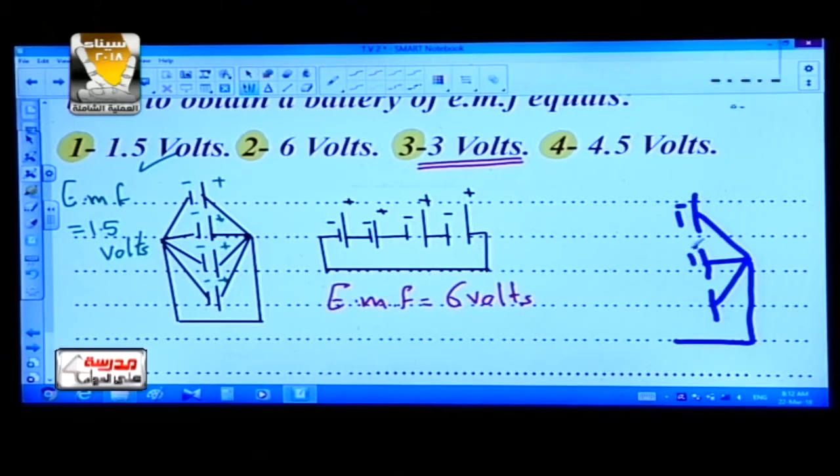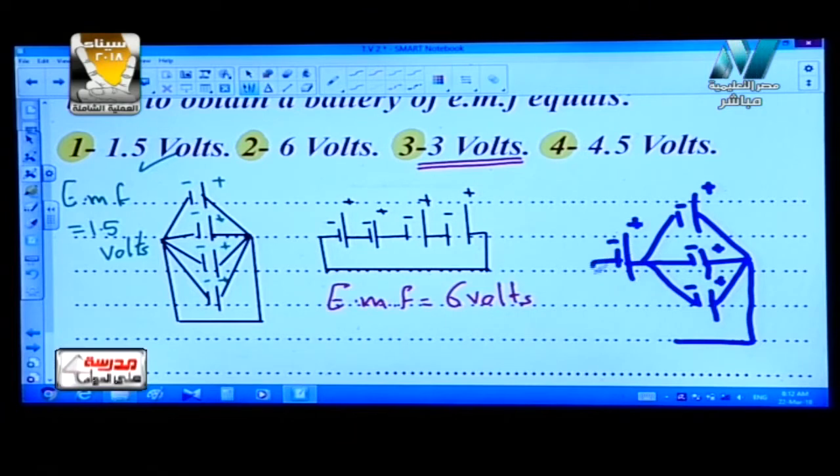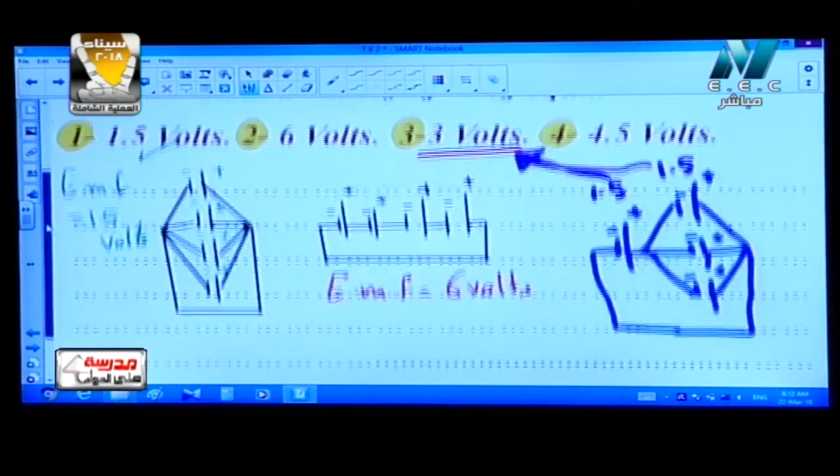So in this case the electromotive force of these electric cells equals 1.5 volts, and we connect them with another electric cell, but in this case in series connection. So the total electromotive force in this case equals how many? Equal to 1.5 here, plus 1.5 here. So we obtain what? We obtain 3 volts. We have another way to answer number three.